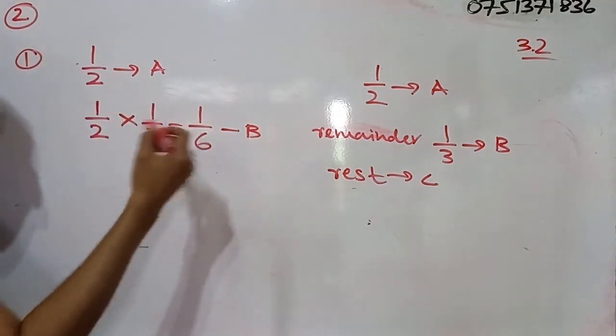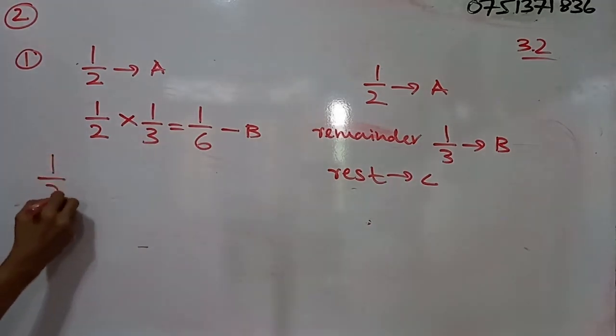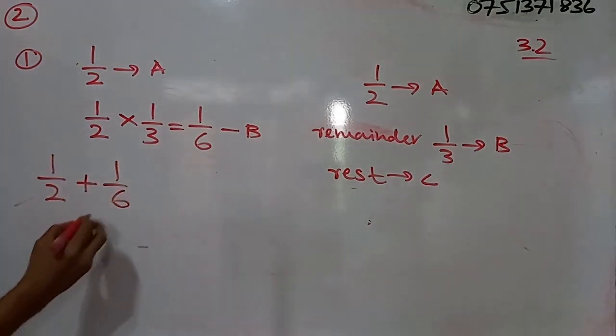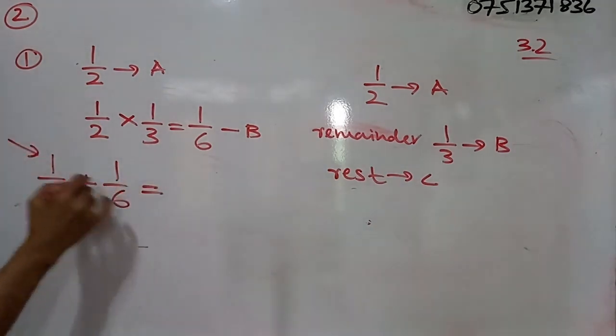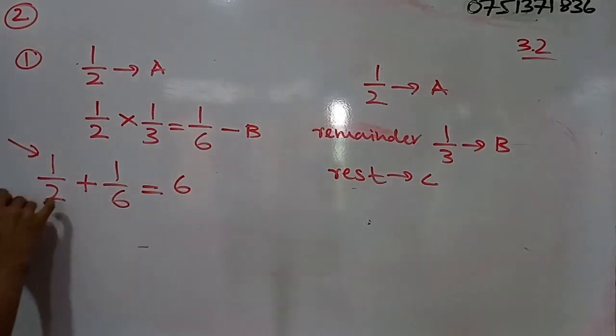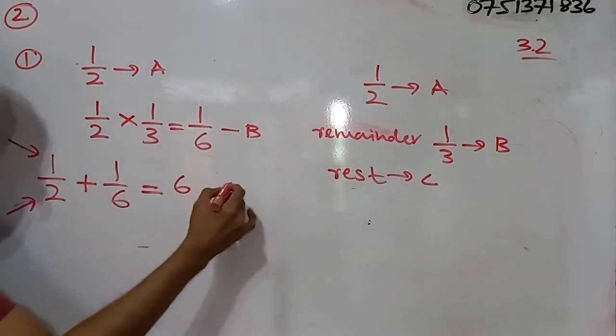We have to add these two fractions, no? So 1/2, to that we add 1/6. So we will do the shorter method. Cross multiply in this way. So 1 times 6, that is 6. Now cross multiply in this way. 2 times 1, that is 2.